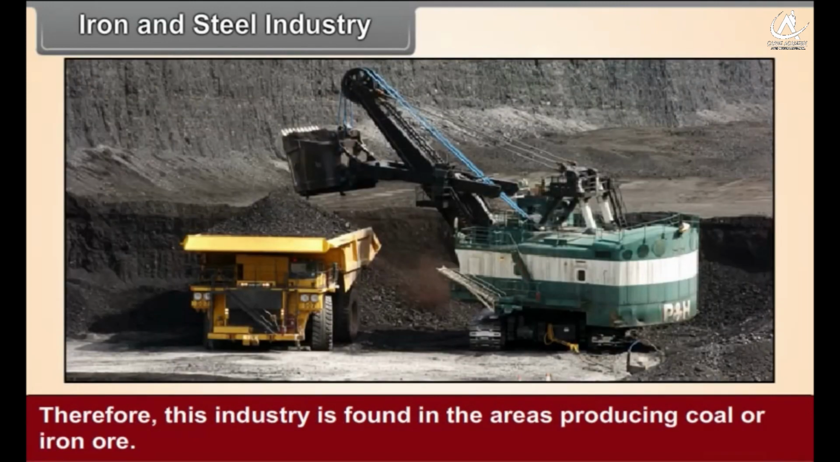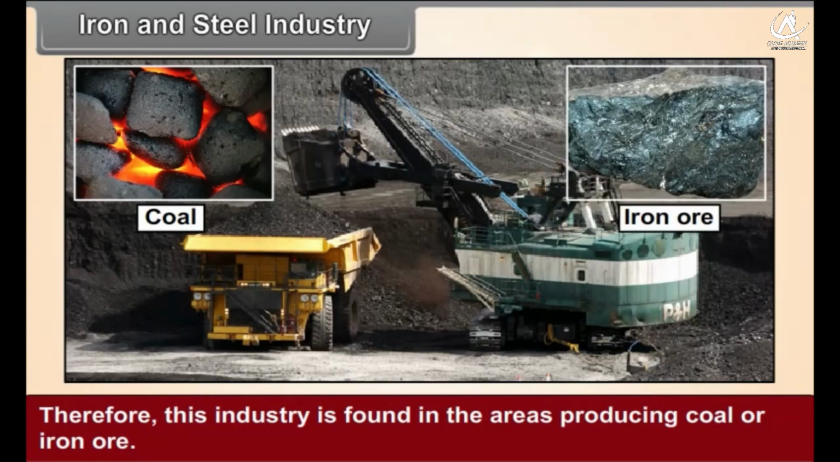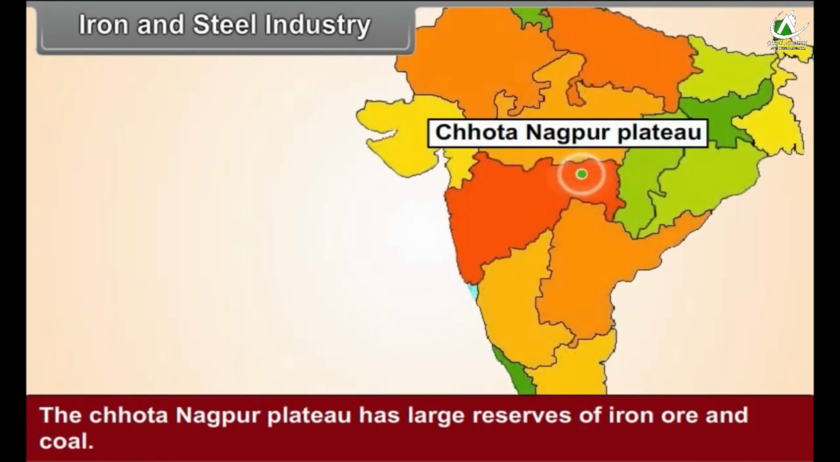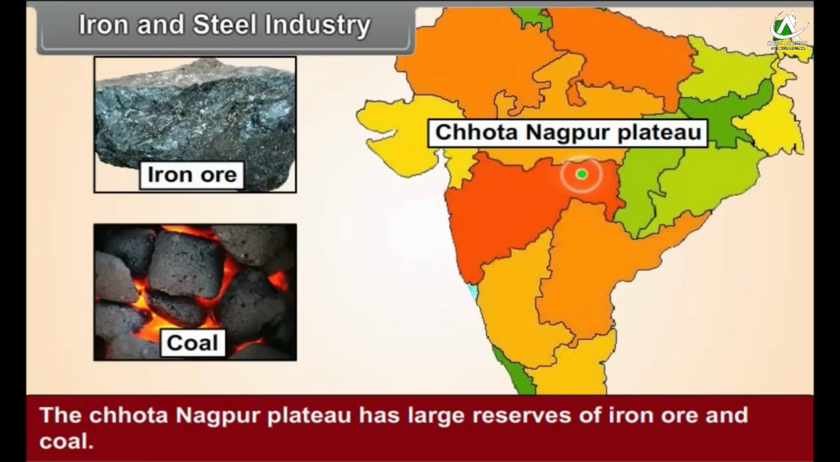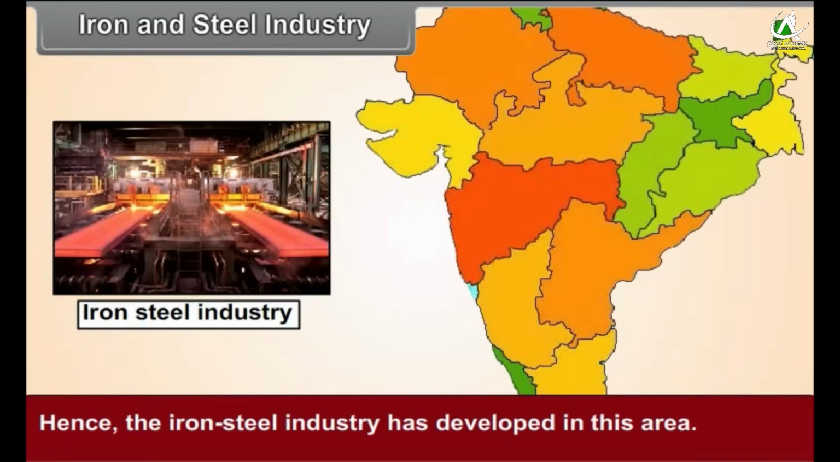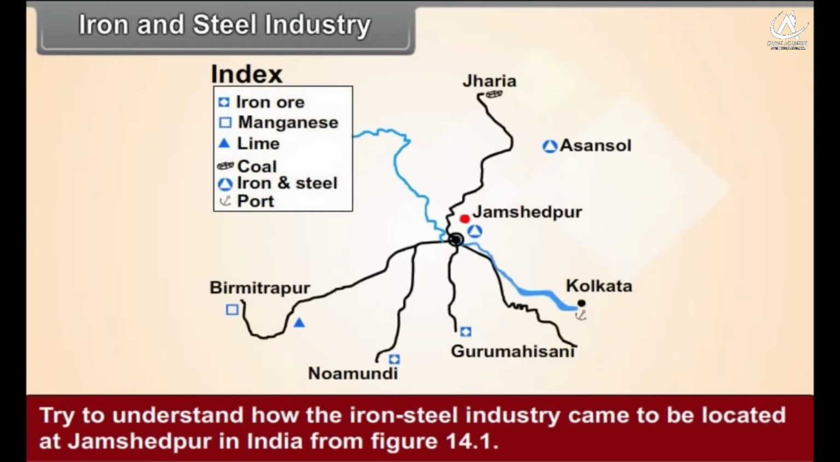Therefore, this industry is found in the areas producing coal or iron ore. The Chota Nagpur Plateau has large-scale reservoirs of iron ore and coal. Hence, the iron-steel industry has developed in this area. Try to understand how the iron-steel industry came to be located at Jamshedpur in India from figure 14.1.